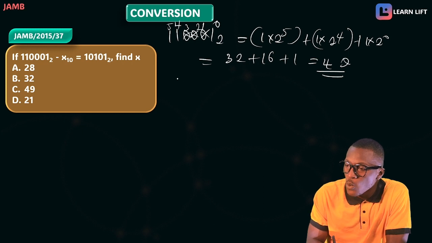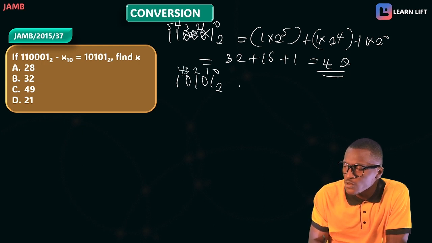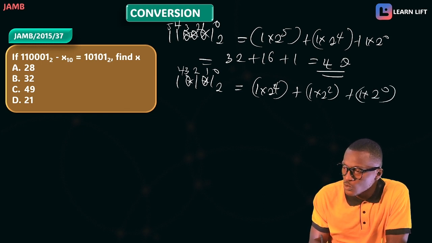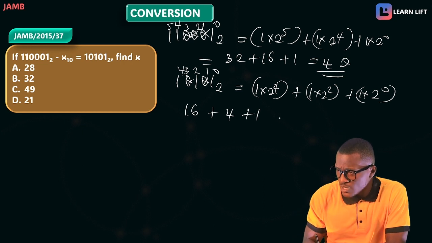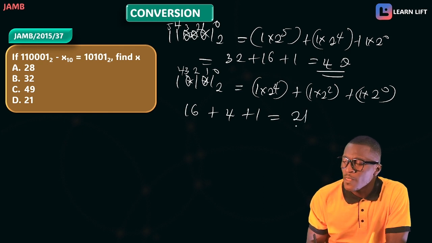Let's check for the other one. 1 0 1 0 1 base 2, right? This is 0, 1, 2, 3, 4. So let's cancel the zeros. So that's 1 times 2 raised to power 4 plus 1 times 2 raised to power 2 plus 1 times 2 raised to power 0. So 2 raised to power 4 is 16, plus 4, plus 1. 2 raised to power 2 is 4. And if you do that very well, that becomes 21. Is that correct? 21.